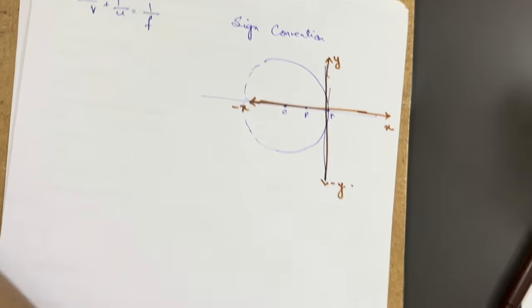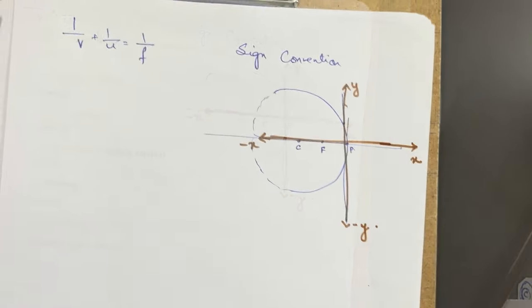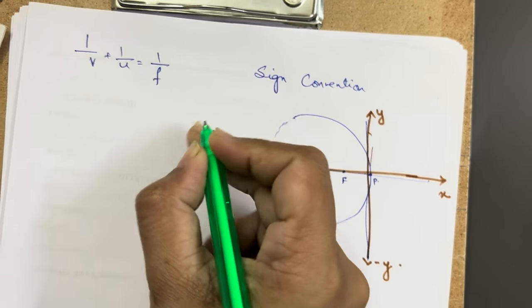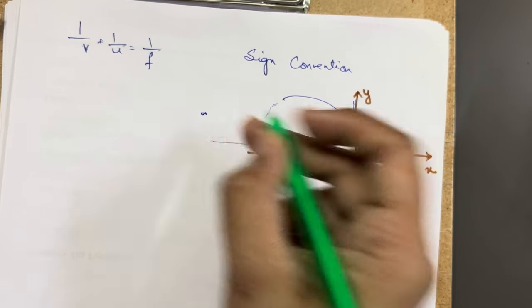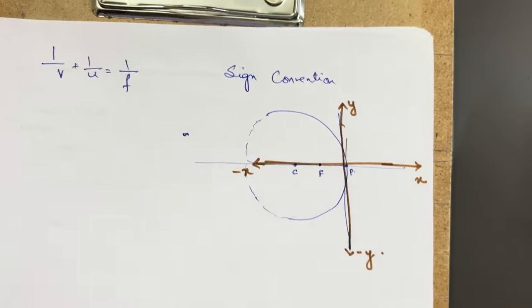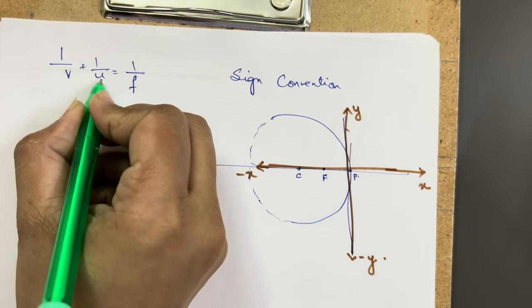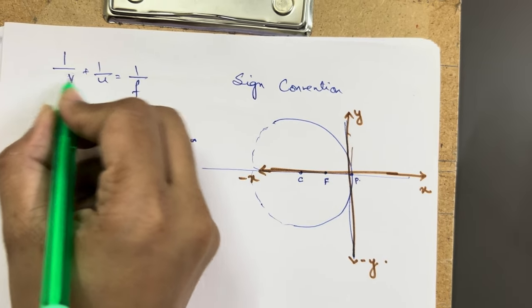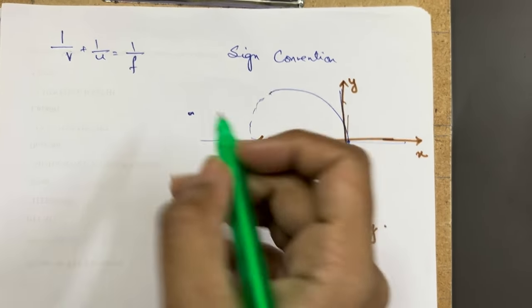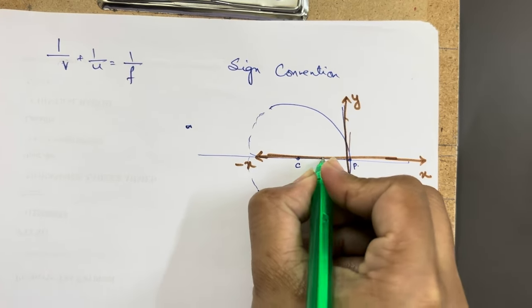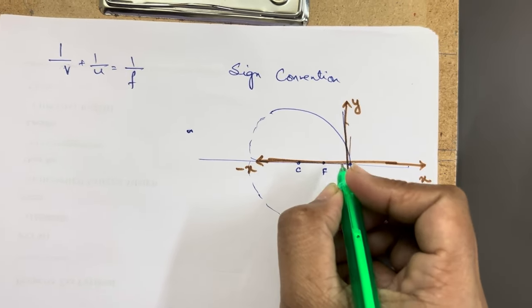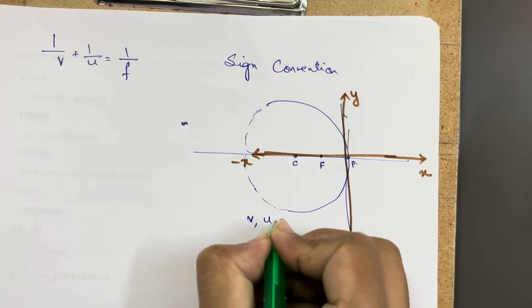Let's say you are keeping your object at infinity. Then where is the image going to be formed? The image will be formed at the focus, right? Here the object is taken as u, and the image is taken as v. So if we keep the object at infinity, the image will be formed at the focus. It is going to be a point-size image at the focus itself. So here u and v both are going to be negative.